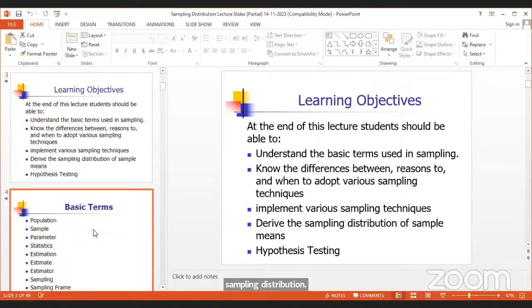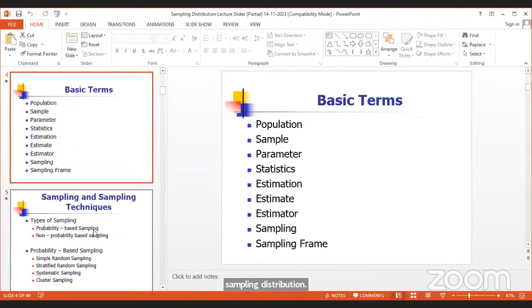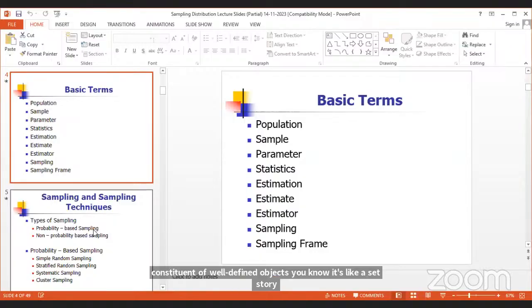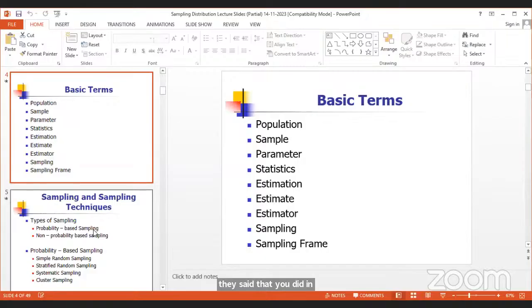As a recap, from what we did in FBA 220, we were introduced to the term population. As far as we are concerned, population simply means a collection. When you put together the constituents of a well-defined object, it's like the set theory you did in SS3. You were taught that a set is a collection of well-defined objects.